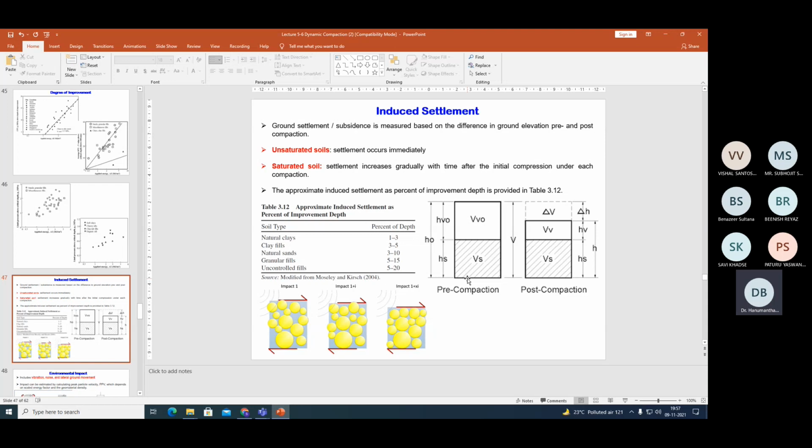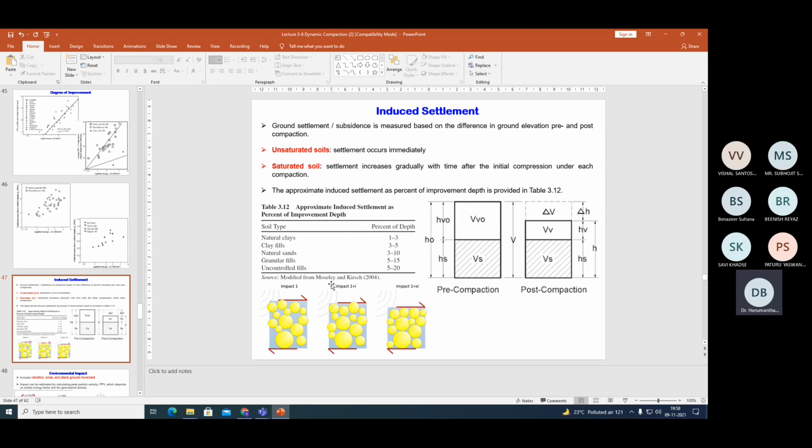Once it is compacted, there is a huge reduction in the volume, and this volume shall be recompensated by the blanket layers or some kind of filling material. So for that purpose, you need to have a very fair idea what would be the net induced settlement on that particular ground.